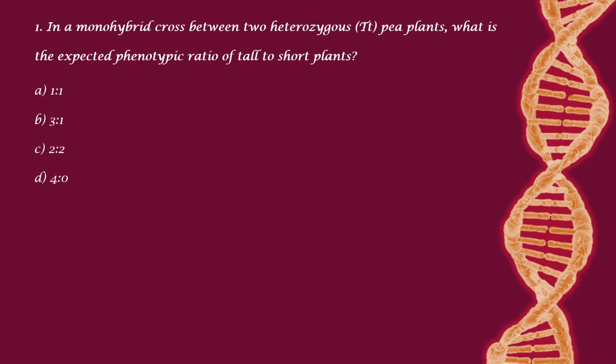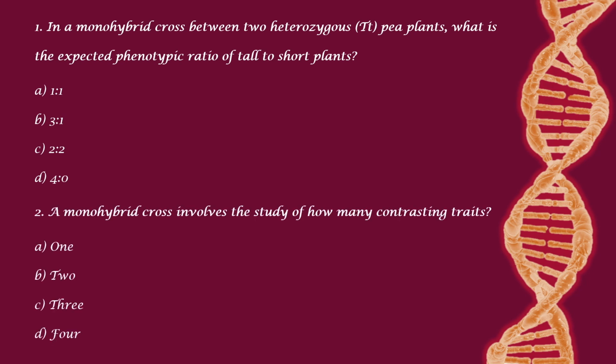See this question on the board. In a monohybrid cross between two heterozygous pea plants, what is the expected phenotypic ratio of the tall to short plants? Heterozygous, heterozygous means capital T small t. Both are capital T small t only. So it is nothing but simply monohybrid cross F2 generation. So what is the answer for this? 1:1, 3:1, 2:2, 4:0. What is the correct answer? That's good. The right answer is 3:1.